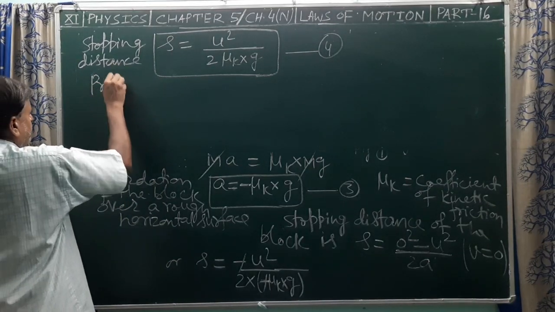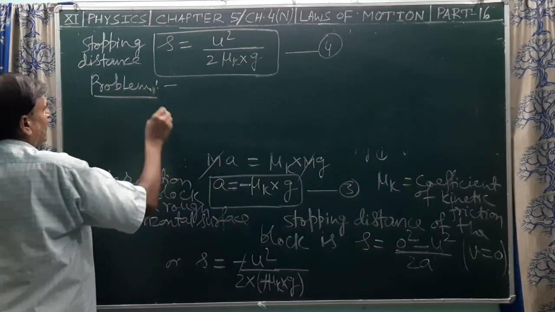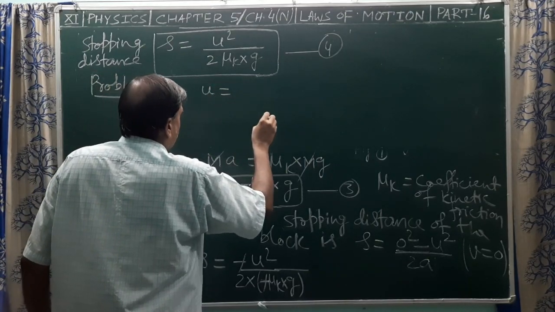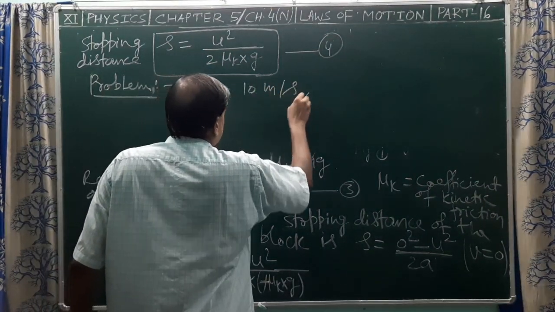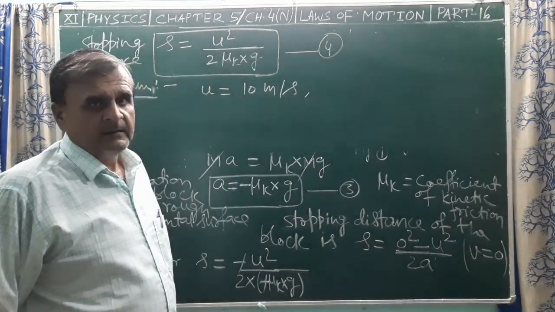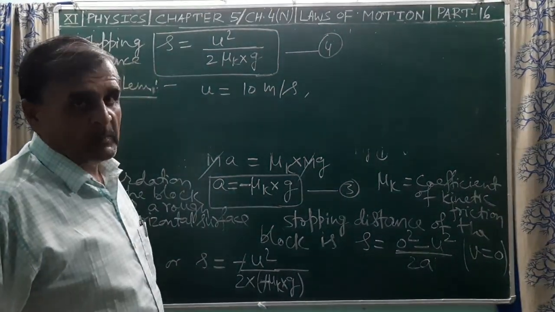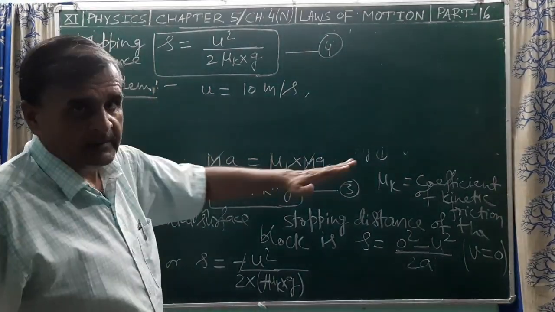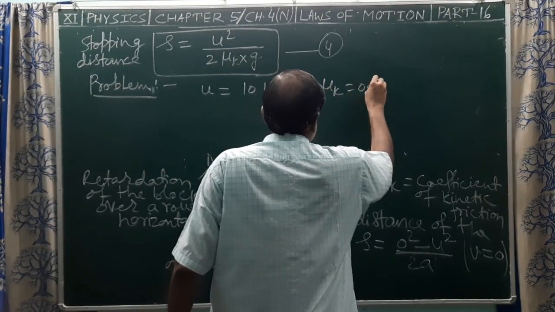Now a problem based on this formula. Suppose a block of mass m is moving on a rough horizontal surface with initial speed 10 meter per second, and ultimately it comes to rest. The block comes to rest on the rough horizontal surface. So what will be the distance covered by the block before coming to rest? If coefficient of kinetic friction between the block and the rough horizontal surface is 0.10, so mu k is given in the problem 0.10, that is 0.1.